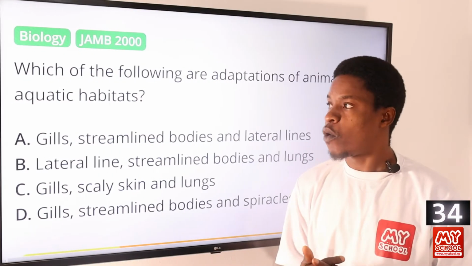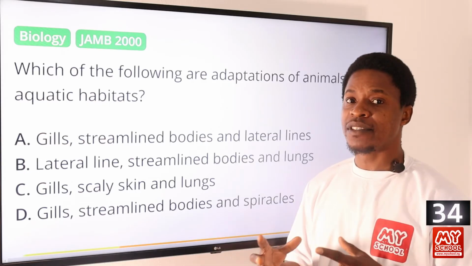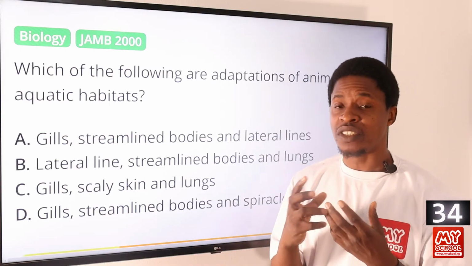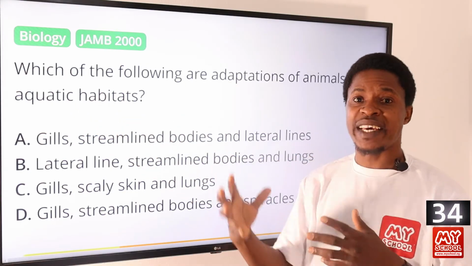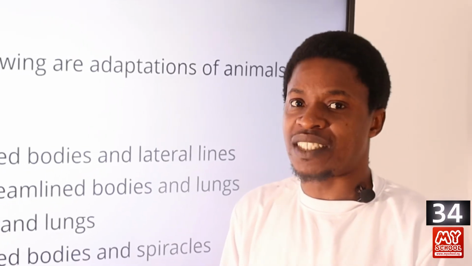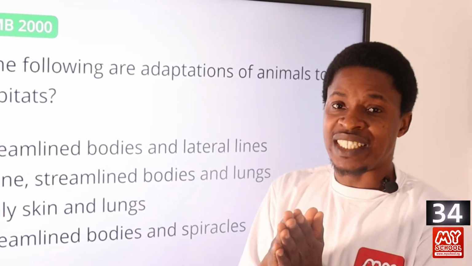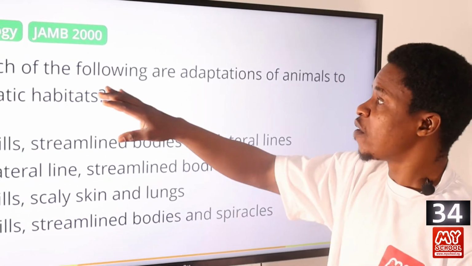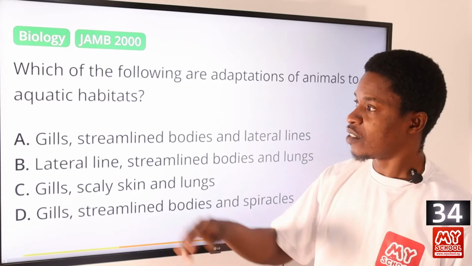Question number 34. Which of the following are adaptations of animals to aquatic habitat? When we talk about adaptations, there are some conditions present in the water, because we're talking about aquatic habitats, that make the environment not suitable for some animals, but they are able to adapt in that situation. It happens even in other animals. There might be challenges, but despite that, they will still be there. They will adapt to that kind of situation. So which of the following are adaptations of animals to aquatic habitat? Please bear in mind adaptation of animals in aquatic habitats.